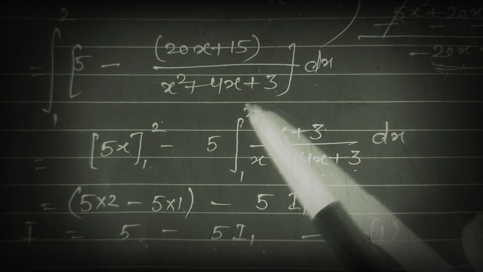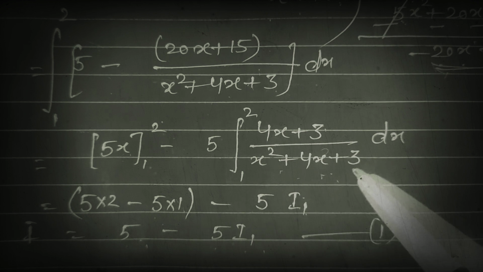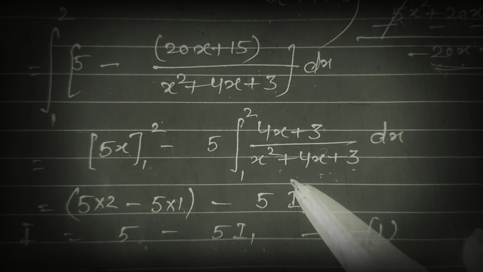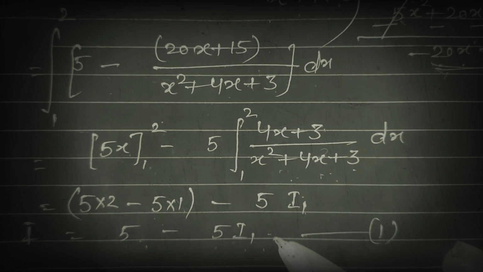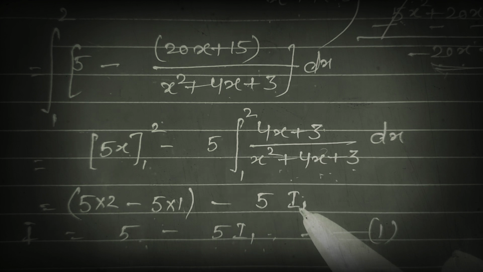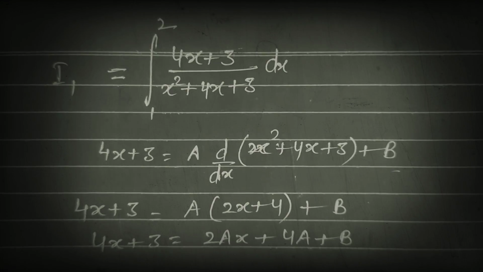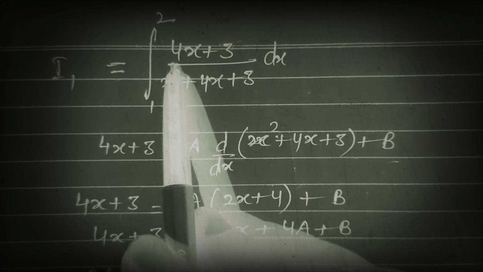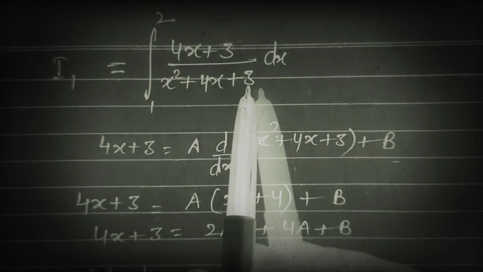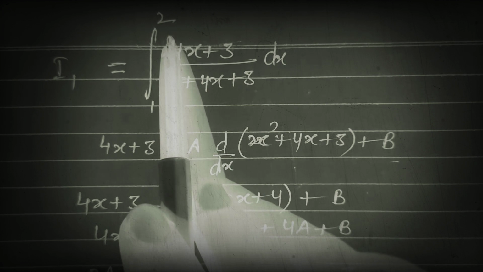And we will solve this part separately because in this we will use substitution method. Then we will do this part separately. So I am taking this as I1. So what is I1 here? 4x plus 3 upon x square plus 4x plus 3 dx. Limit is 1 to 2.